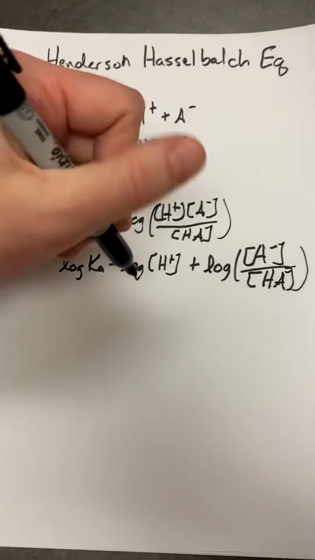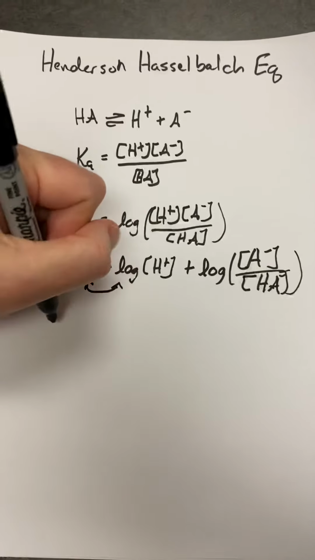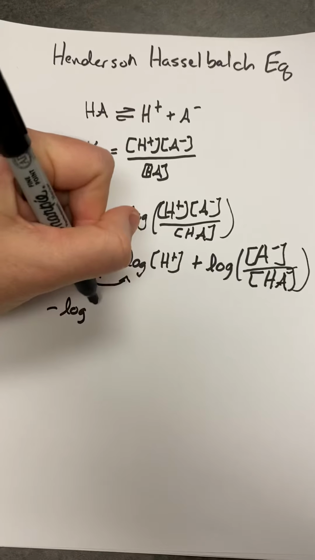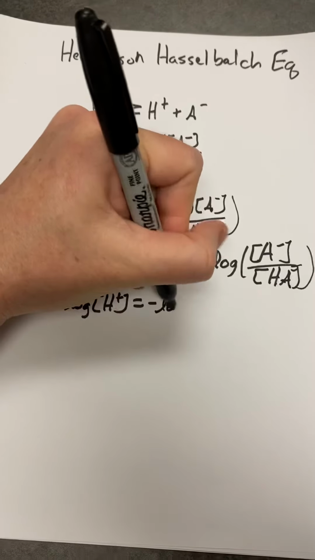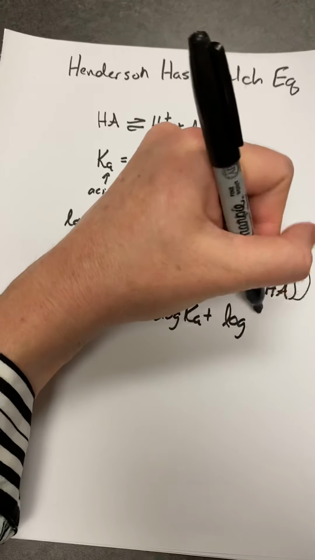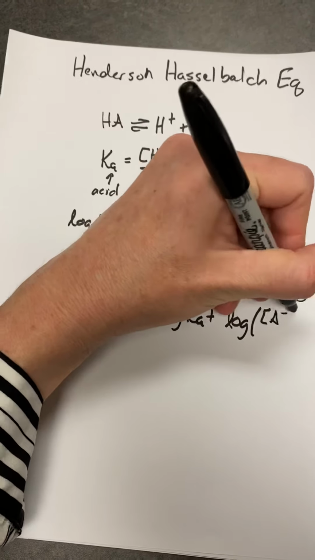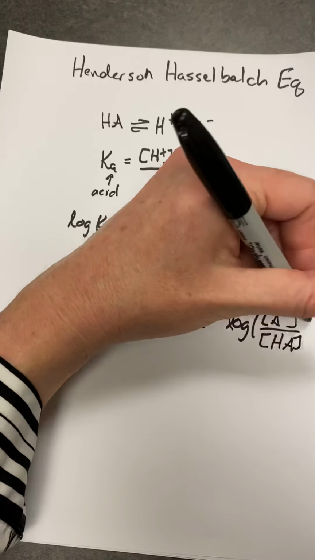And now if we switch these two to get the H plus on one side, we have negative log of H plus equaling the negative log of the Ka plus log of the A minus over HA, where A minus is the conjugate base again, and this is the initial acid.